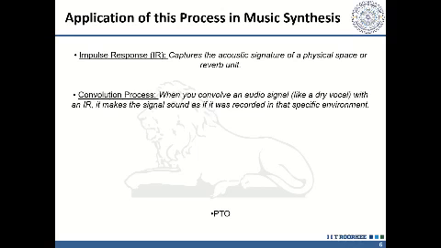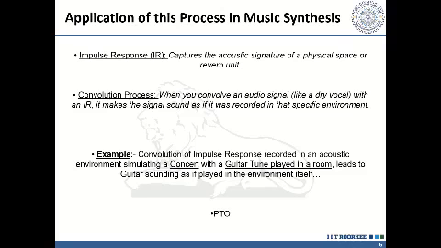Next, the convolution process. Now this is important. When you convolve an audio signal like a dry vocal which is recorded in a studio environment with an impulse response of another environment, it makes the signal sound as if it was recorded in that specific environment. Or we can say that the impulse response transfers its properties to our audio signal. For example, convolution of an impulse response recorded in an acoustic environment simulating a concert with a guitar tune played in a room leads to the guitar sounding as if played in the environment itself.